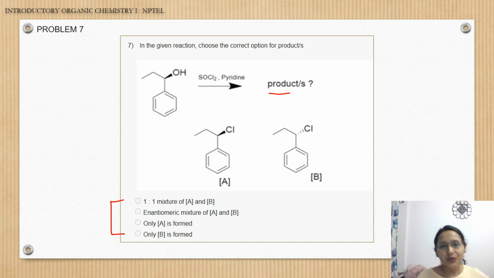Okay, just don't be in a very big hurry. You will see. So here, first of all, they have already given you the products. Now you have to answer which is the correct option, right? So first of all, going to the mechanism of this question.